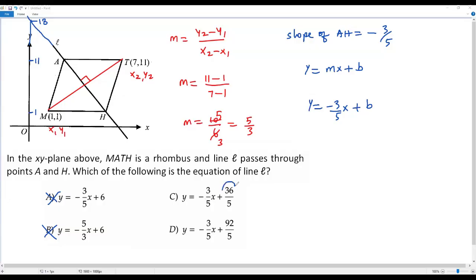In C, we have negative 3 over 5 as the slope. What is the y coordinate of the y-intercept? We have 36 over 5. When I divide 36 by 5, I get approximately 7.2, but that's not possible. Now we have sketched the line over here. The line intersects the y-axis at some value which is greater than 11. So we can reject answer choice C as well. In D, we have slope negative 3 over 5, and when I divide 92 by 5, I get 18.4. So the line intersects the y-axis at the value 18.4. So this one matches with the graph over here. So the correct answer choice for this question is D.